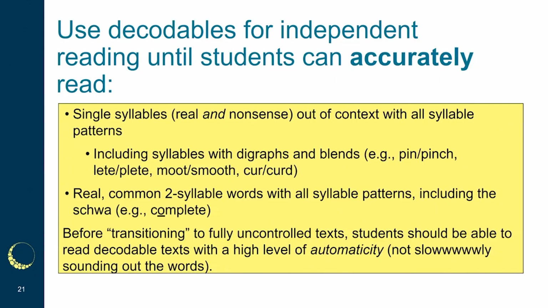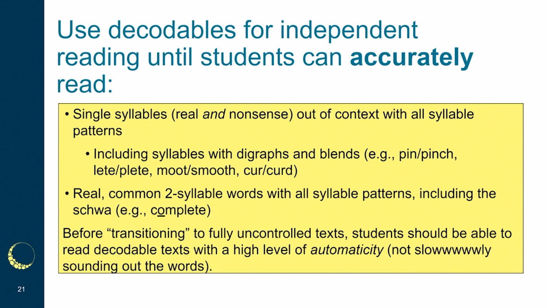And you want those syllables to be read out of context accurately with all syllable patterns. They should include syllables with digraphs and blends as well. So we want them to be able to accurately read pin and pinch, leet and pleat, put the PL in there. You have to be able to read leet in order to read delete, right? And you have to read pleat in order to read complete, moot and smooth, cur and curd. So words get more complex.